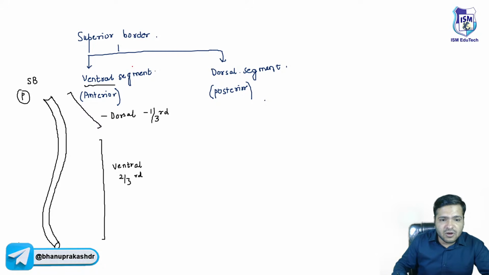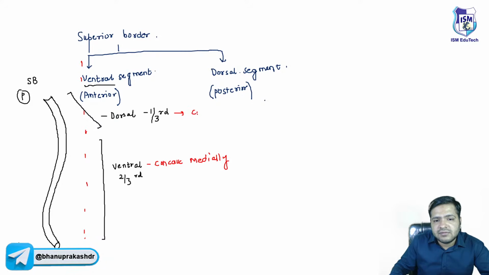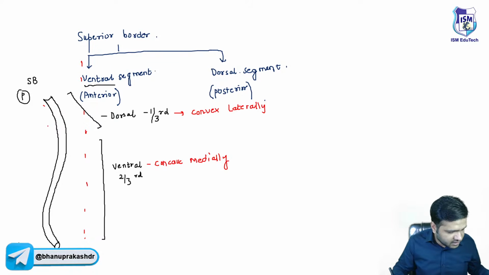Remember, beta, if this is the midline of the body, so remember the ventral surface is forming a concave structure, beta. It is concave medially. And dorsal, it is convex laterally. It is convex, a cave-like structure बना रहा है ना, cave-like structure lateral, right?